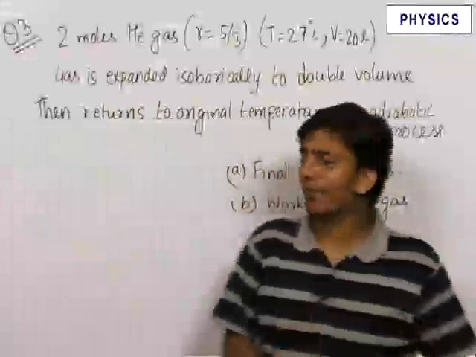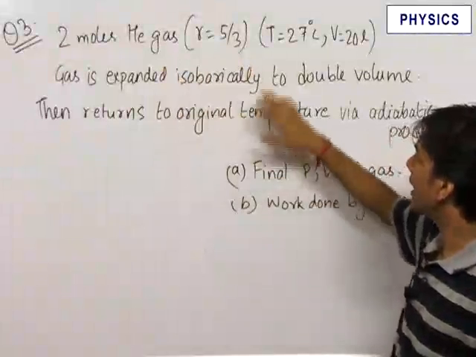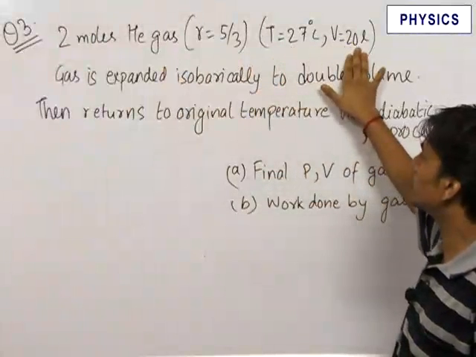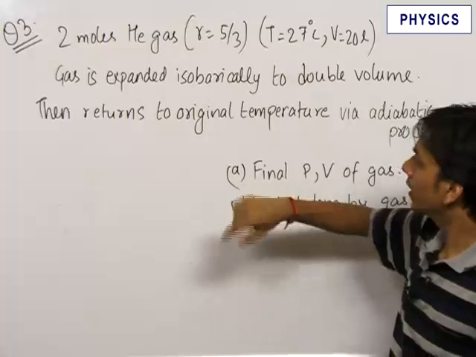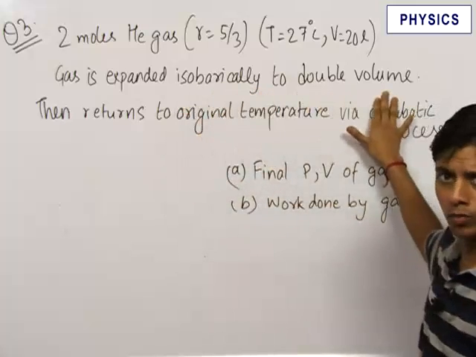So the third question that we have here, we have been given 2 moles of helium gas with a gamma value of 5/3 and temperature equal to 300 Kelvin and volume equal to 20 liters initially. Now the gas is expanded isobarically, that is at constant pressure, to double its volume.